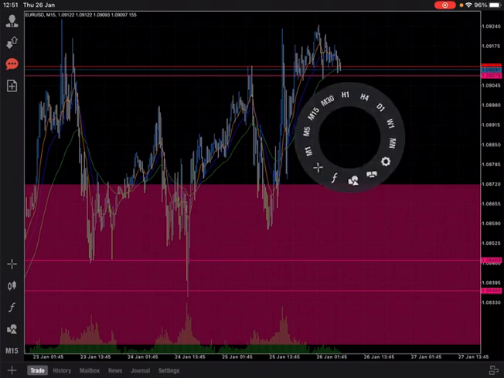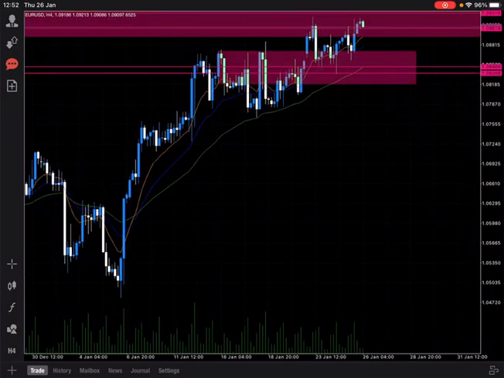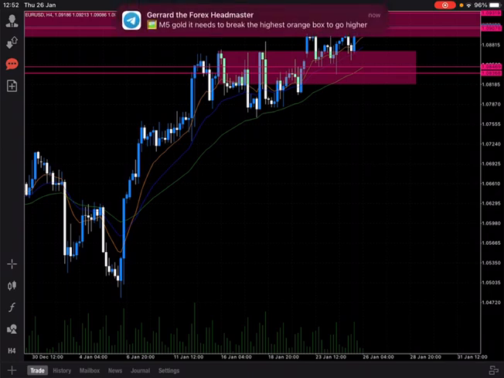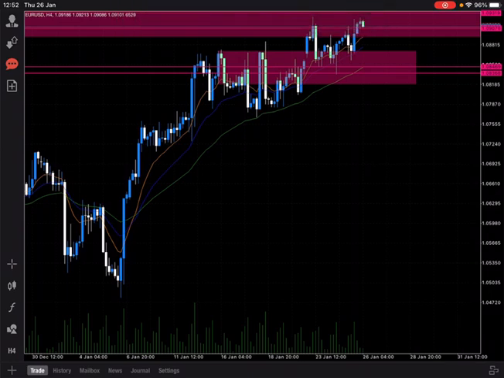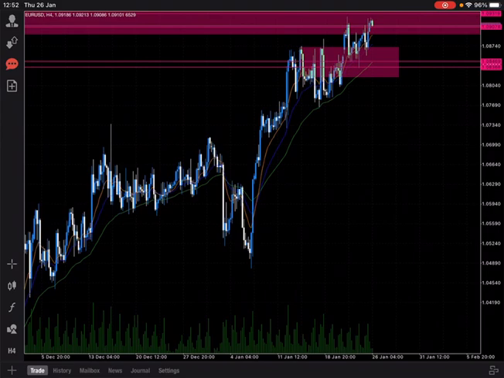Alrighty, before H4 closes in approximately 9 minutes, let's go through the pairs. Okay, so starting off with Euro USD. Now this pair I haven't done in a while because it's quite slow, but I have been getting a lot of requests. Euro USD, a lot of you have been requesting this particular pair.